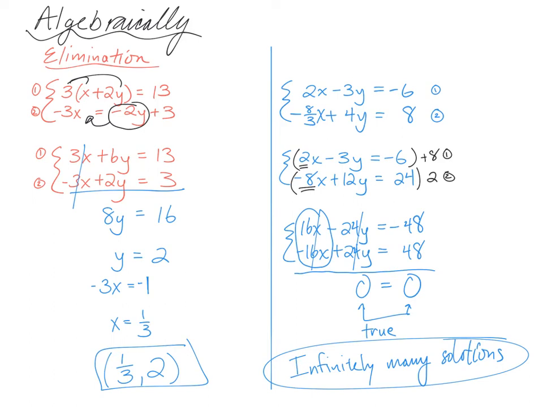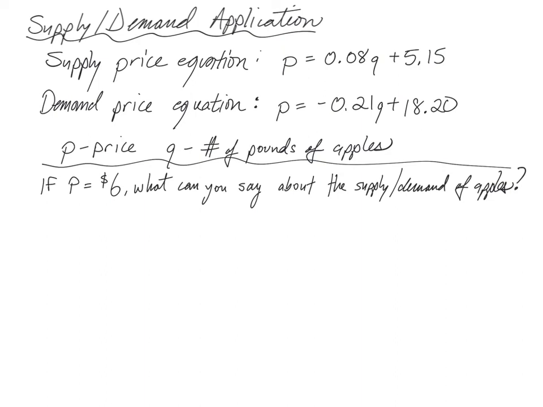Let's take a look at one application and then we can be done. All right, we have time for one application problem, and this one is going to deal with supply and demand. So here we have a supply price equation. Here we have a demand price equation. And P is the price, and Q represents the number of pounds of apples. And then we have this following question. If P, the price, is $6, what can you say about the supply and demand of apples?